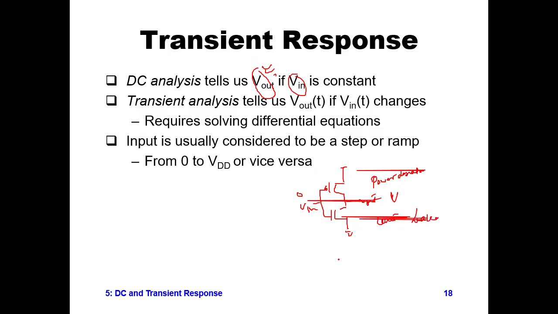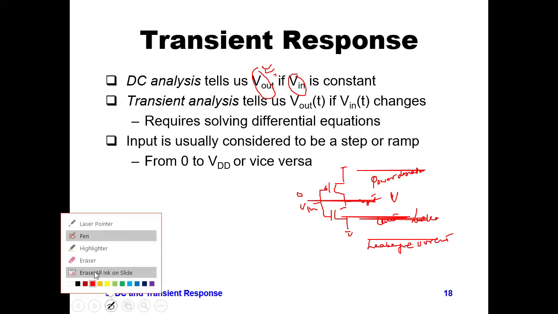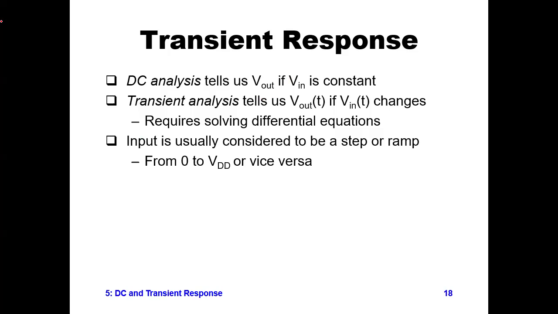And the input is usually considered to be a step or ramp from 0 to VDD or vice versa. Whenever you use a dynamic pulse, we consider that it moves from 0 to 1 instantly. But we have seen in our simulations that this is not the case. Practically, when a wave goes from 0 to 1, it goes like this, and from 1 to 0 this way.